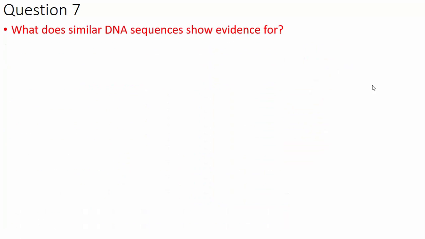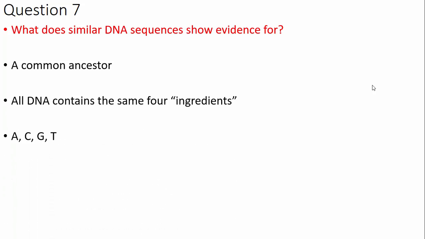Number 7, what does similar DNA sequences show evidence for? Well, because we all have the same DNA ingredients, if you will, it shows that we come from a common ancestor. The DNA contains 4 ingredients, A, C, G, and T, and that is the adenine, cytosine, guanine, and thymine.